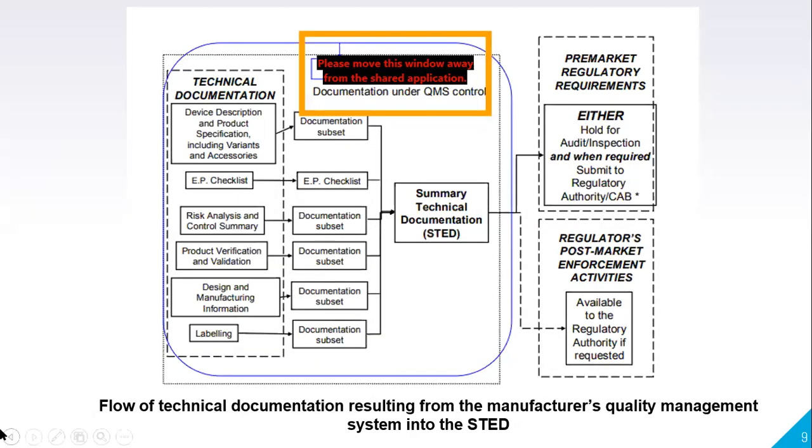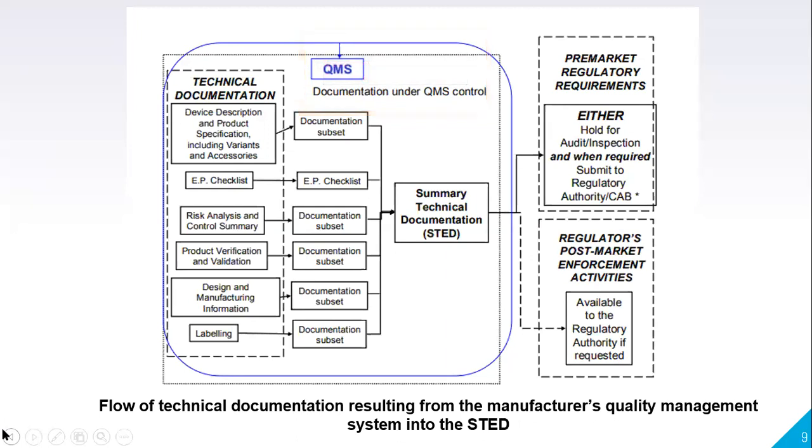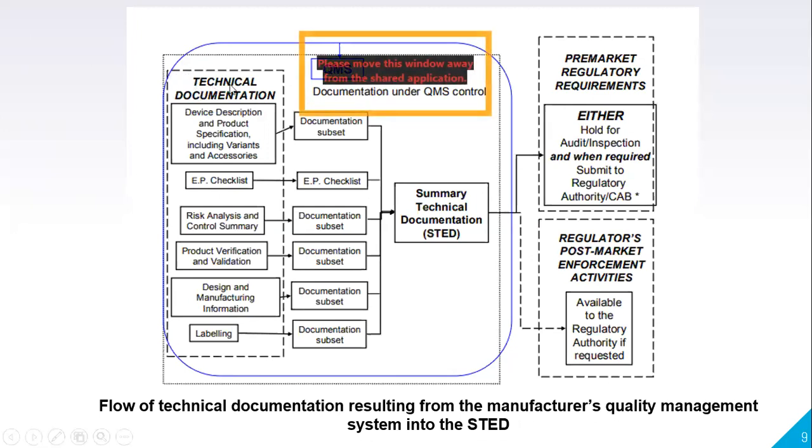So this is the flow chart of a technical documentation that can result from the manufacturer's QMS process into the STED. How this STED can be prepared? ఈ STED అనేది ఒక మ్యానుఫ్యాక్చరర్ ఎలా ప్రిపేర్ చేస్తాడు అన్నదానికి this is the flow chart. See, this is the technical documentation. That is, the technical documentation means technical information. The manufacturer takes this technical information from device description and product specifications, including variants and accessories. ఈ పార్ట్ నుంచి టెక్నికల్ ఇన్ఫర్మేషన్ తీసుకుంటాడు.